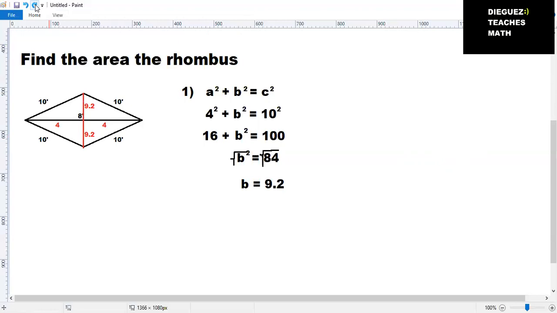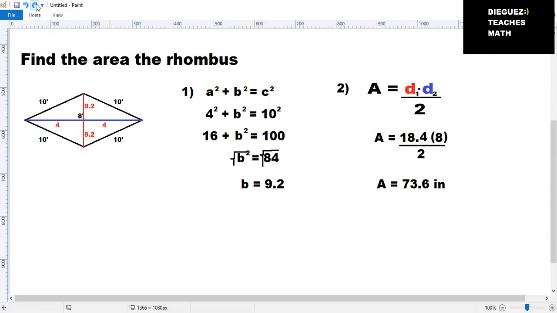Now I'm being asked to find the area, so I still have to do that. The second part is finding the area, because I already have diagonal 1 and diagonal 2. So I'm going to substitute what I know. I know this is 9.2 and 9.2, which creates 18.4. And I know this is 4 and this is 4, which make 8. So times 8, and then divide that by 2. When I put that in the calculator, it gave me 73.6 inches squared.